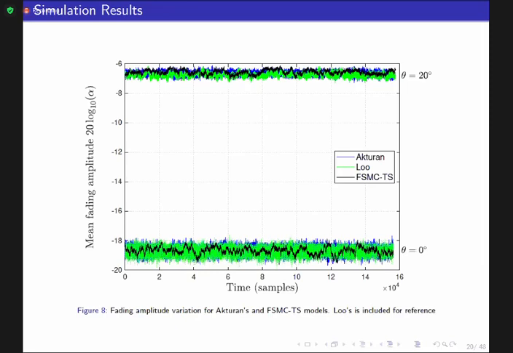And the key difference here is the FSM-CTS model, right? This model tends to clearly have a different stochastic behavior, right? There's more of a trajectory. There's not a lot of wild variations from low amplitude to high amplitude, and this is a very significant difference. It kind of sets it apart from other models, right? Again, remember that the Loo model is only included as a reference.